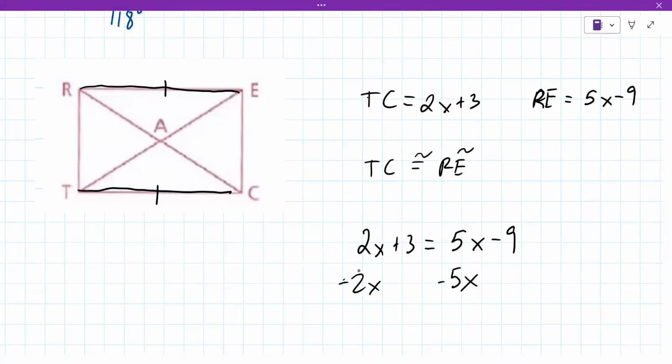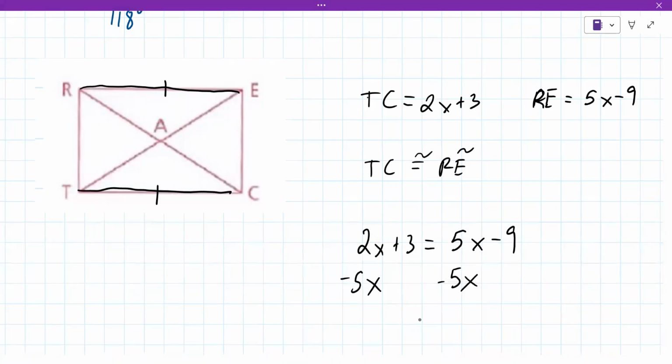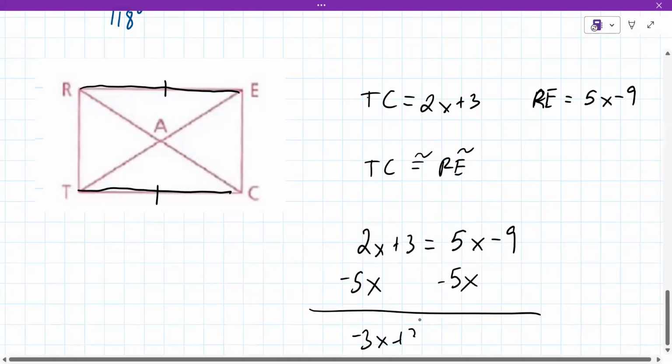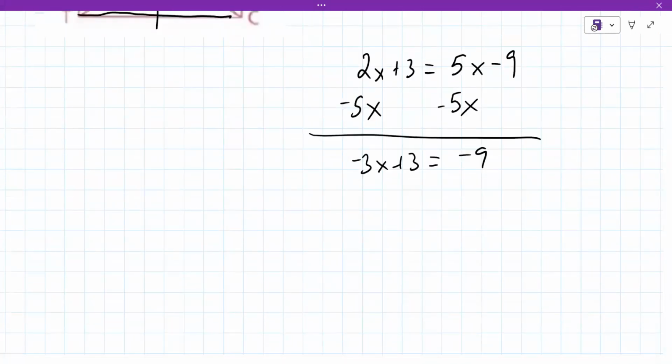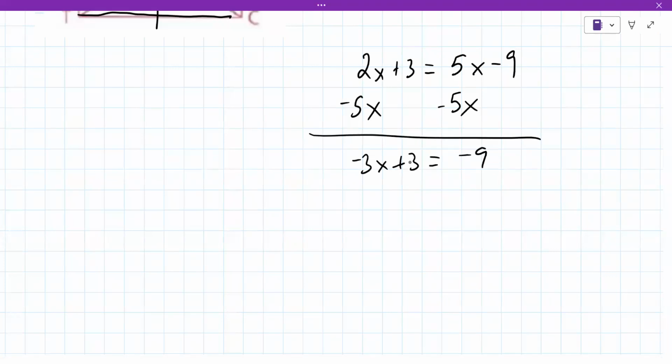So you're subtracting 5x from both sides. That's what I heard. Good. Yeah, that works. So you have minus 3x plus 3 equals -9. What would you do next? Well, it's plus 3 here. So how do you undo plus 3? Subtract 3 from both sides. And that's going to give you -3x equals -12.